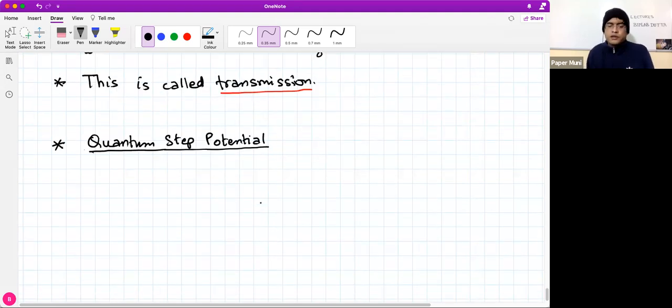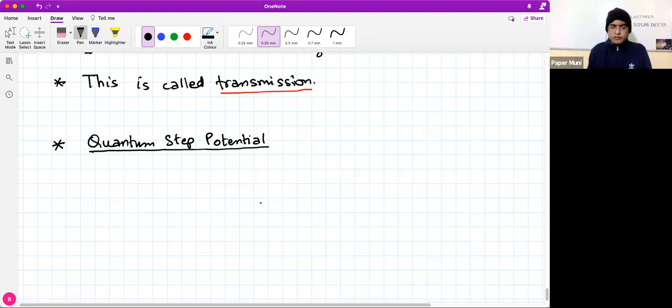Now, let's define this. What we do is we try to simplify the problem. When we learn something, we simplify the problem. Instead of a slowly varying V, which we treated in the previous example, we take it like it changes abruptly.